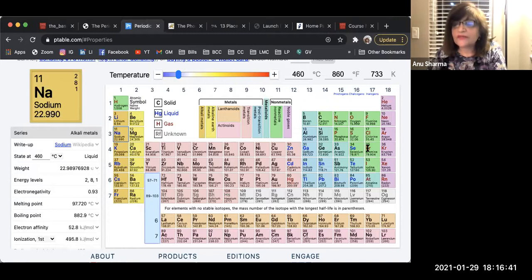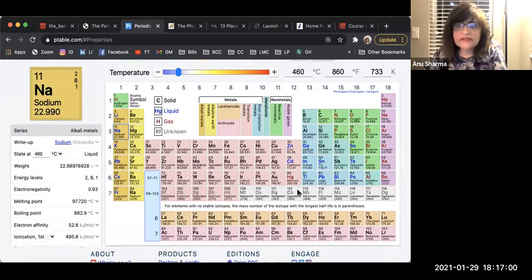Just because they are liquids doesn't mean you have to place them in the same column. They are placed in different boxes based on their chemical behaviors. Okay, so this is one piece right here.